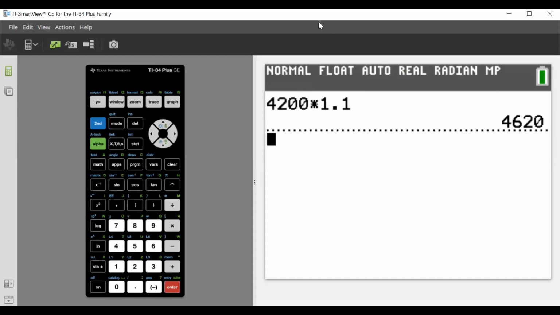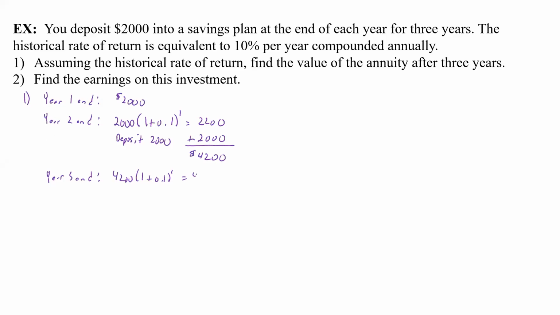And so that gives us here 4,620. And then what are we going to do at the end of year three? Well, we're going to deposit another $2,000. So another $2,000 is added here. And so that's going to be 6,000, and then that's going to be $620. So that is going to be the value of the annuity after 3 years. So that's going to be our final value.